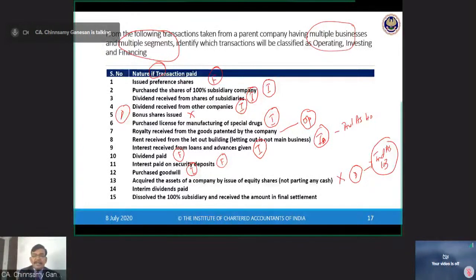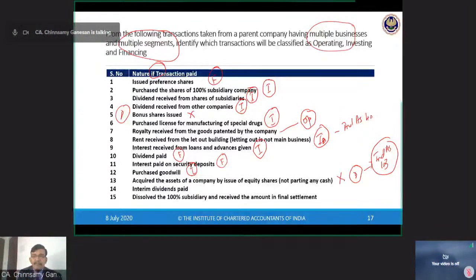Suppose they are saying total consideration is 20 lakhs, out of which 15 lakhs is equity shares issued, and the balance has been paid in cash. That 5 lakhs alone should be part of your investing activity, because you are purchasing a business, right? So it will come as part of your investing activity, 5 lakhs alone, not the entire 20 lakhs, and 15 lakhs shown as cash outflow.